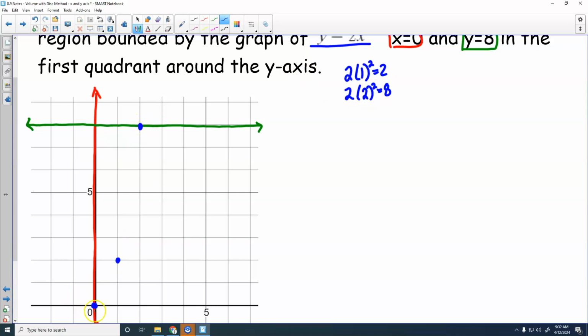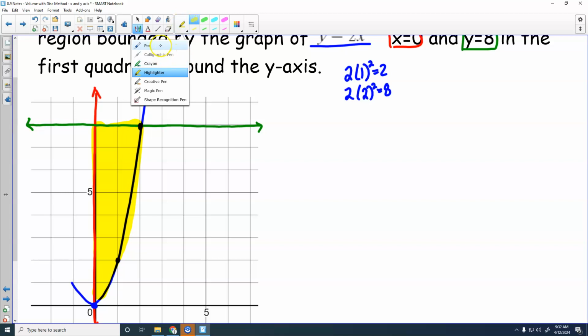And it told us only the first quadrant, so although this goes back up here, we only want to use the first quadrant. And we're rotating this time around the y-axis. So we are taking this section right here and rotating it around the y-axis. So, questions there?